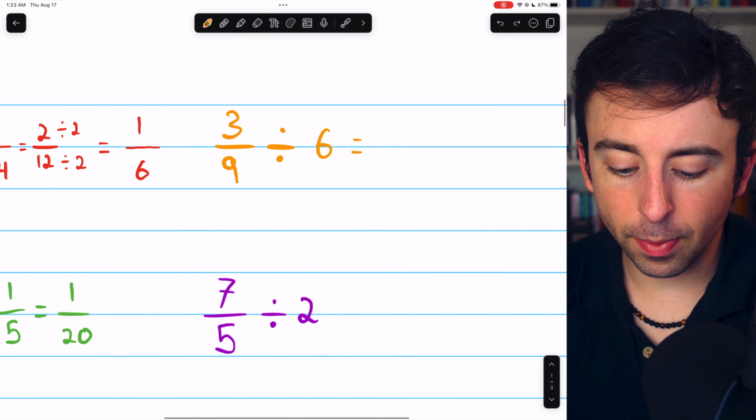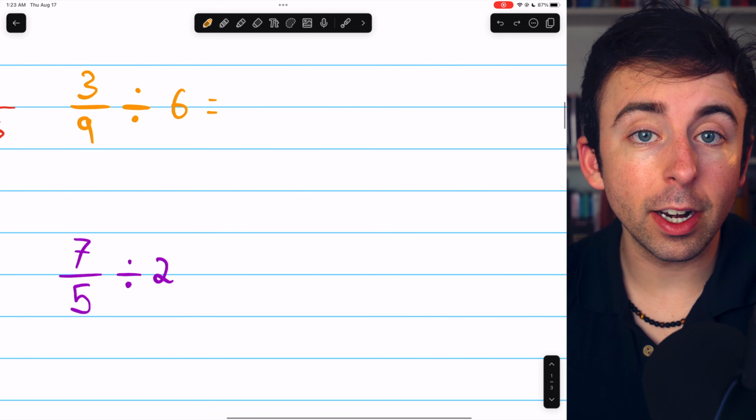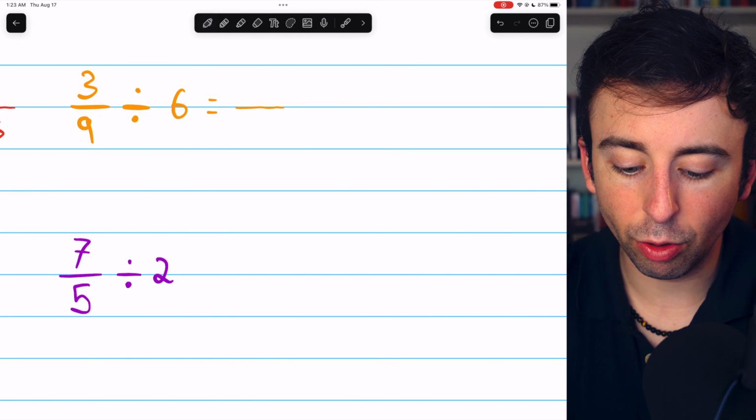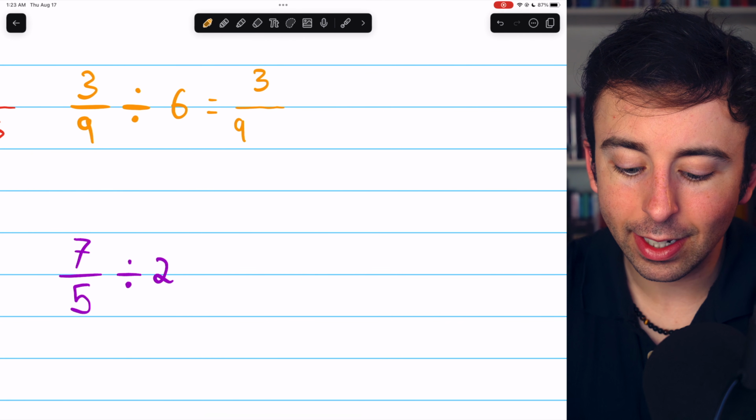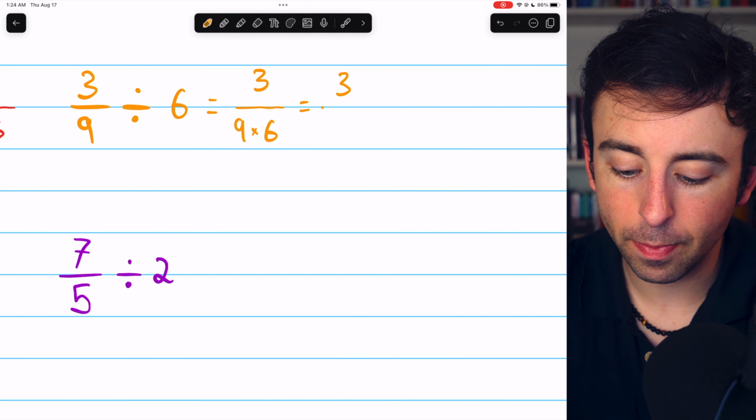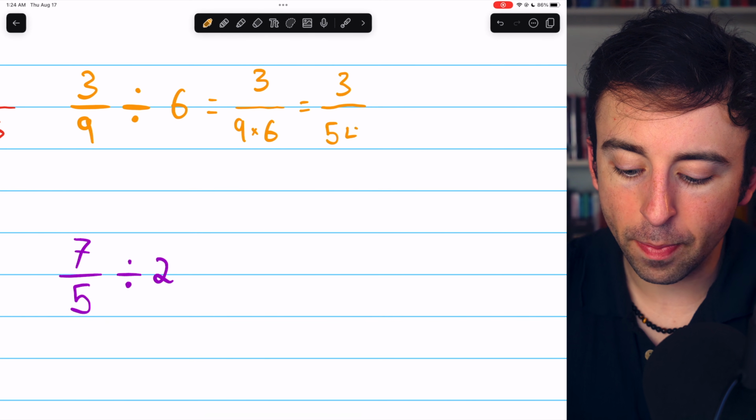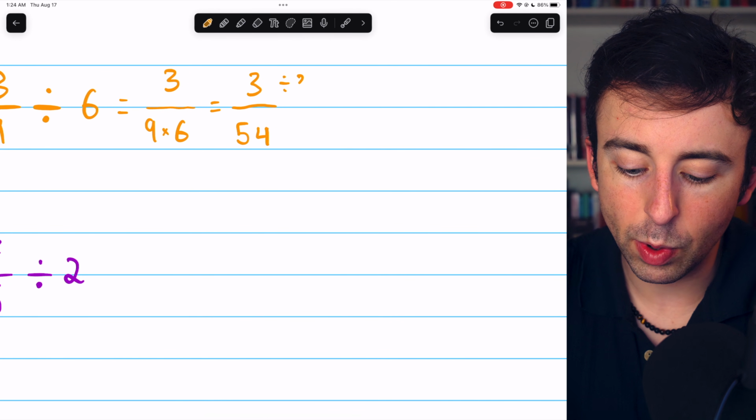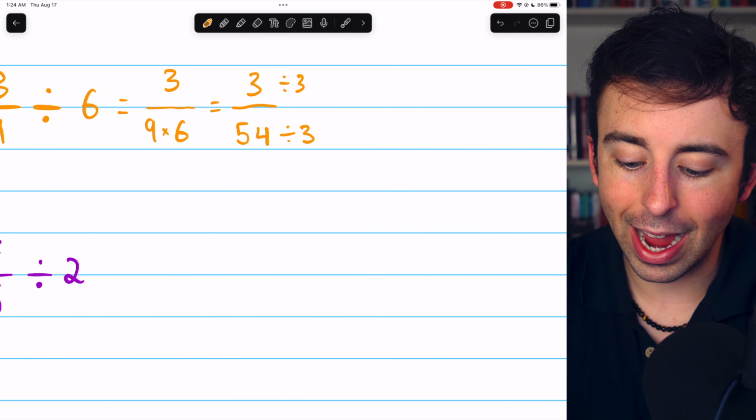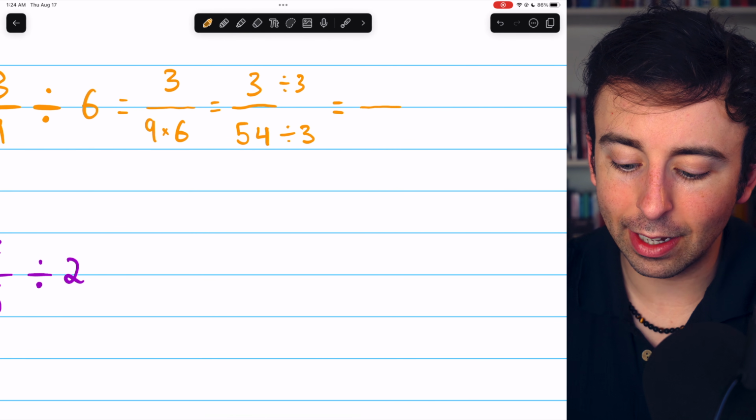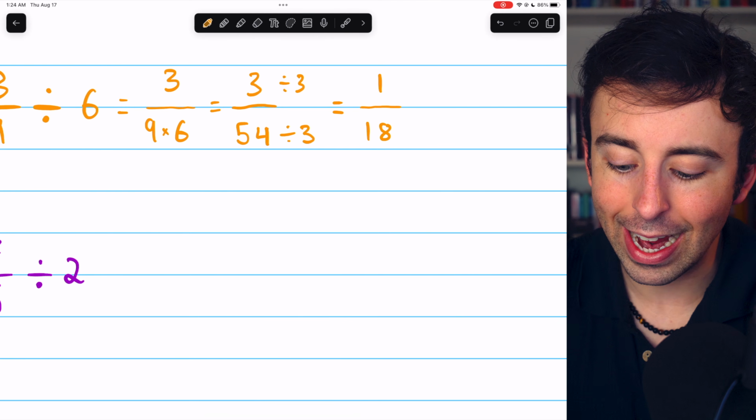In this next example, we're doing 3 over 9 divided by 6. Again, all we have to do is multiply the denominator by the whole number. So it's 3 over 9 times 6. Multiply the denominator by the whole number. 9 times 6 is 54. The numerator and the denominator both have a factor of 3, so we can reduce this fraction by dividing the numerator and denominator by 3. And this gives us our final answer of 1 over 18.